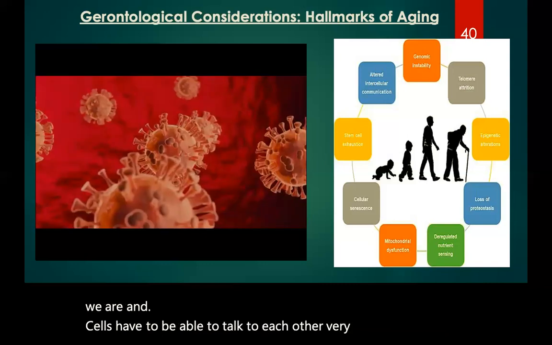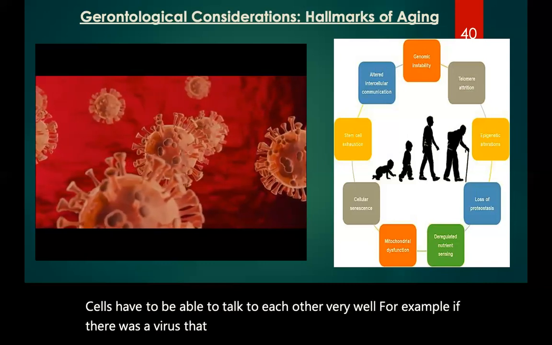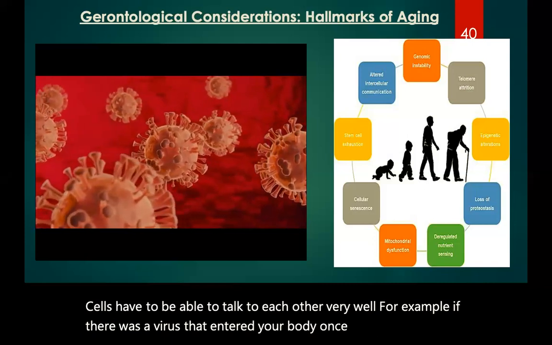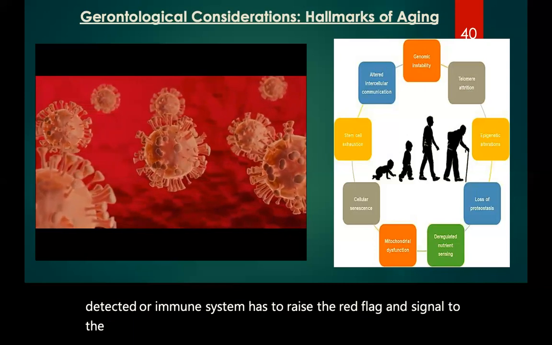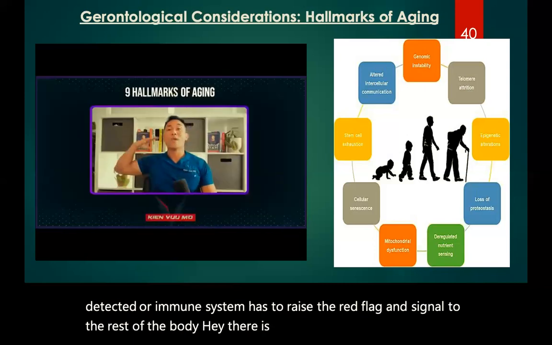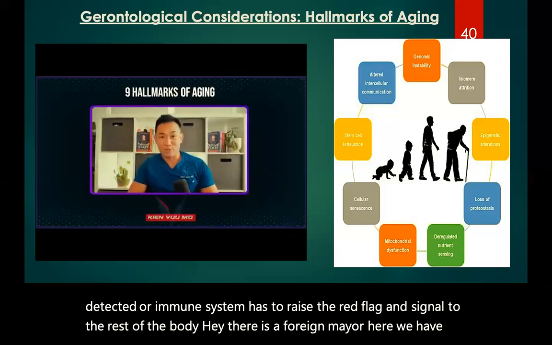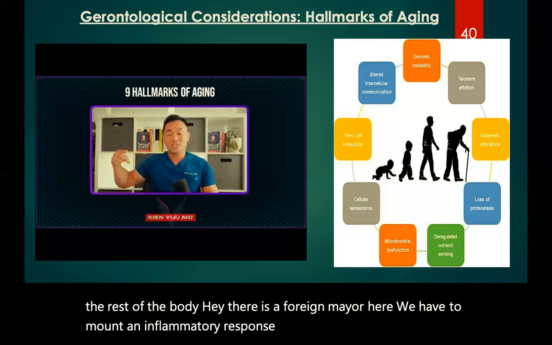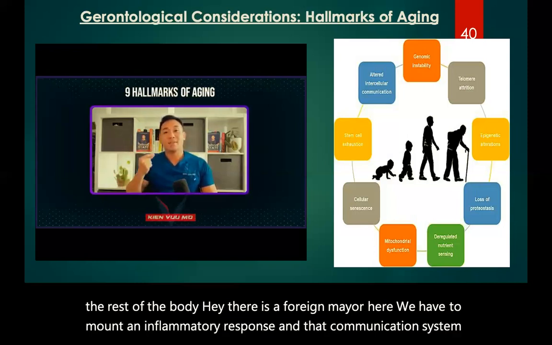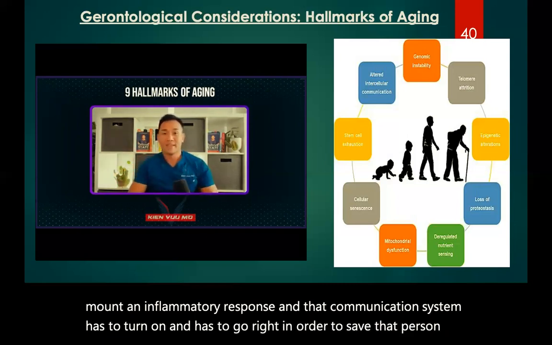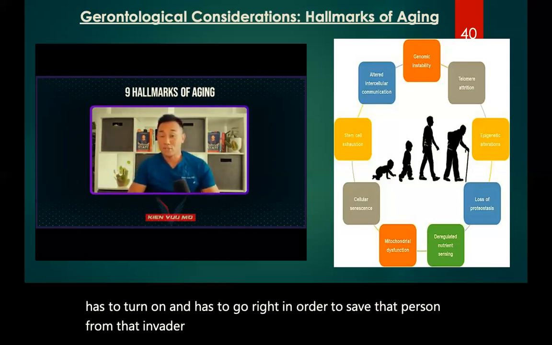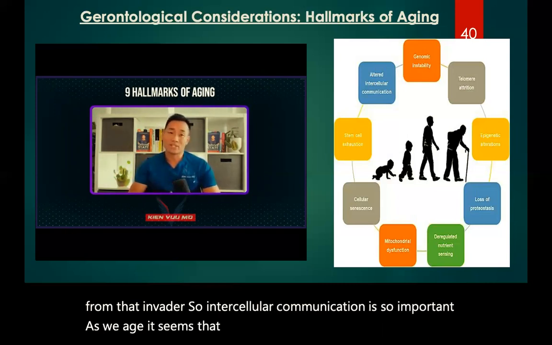For example, if a virus entered your body, once that virus gets detected, our immune system has to raise the red flag and signal to the rest of the body, hey, there is a foreign invader here. We have to mount an inflammatory response. And that communication system has to turn on and has to go right in order to save that person from that invader. So intercellular communication is so important. As we age, it seems that communication breaks down.